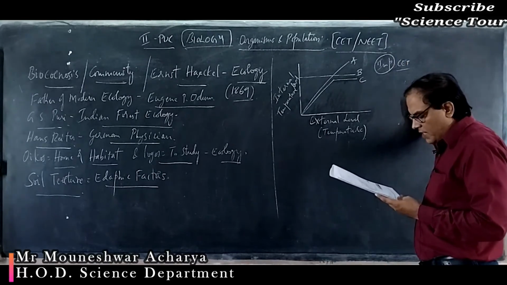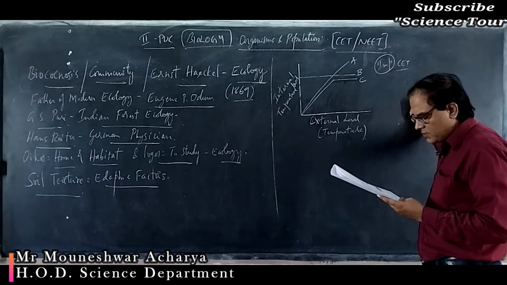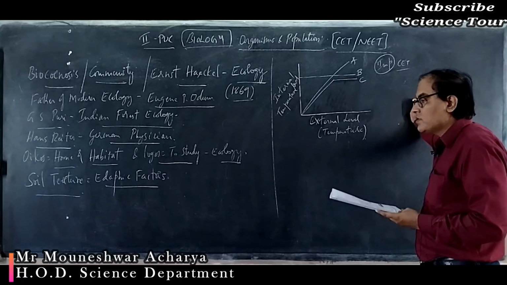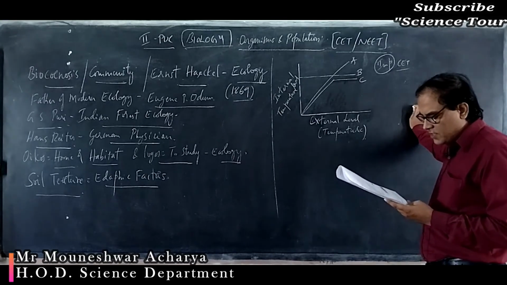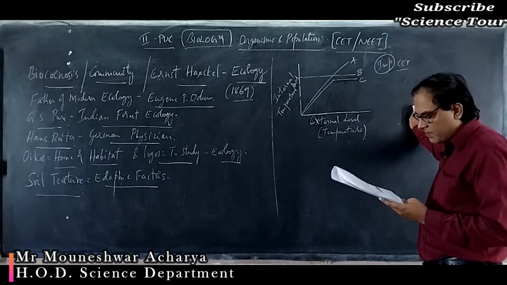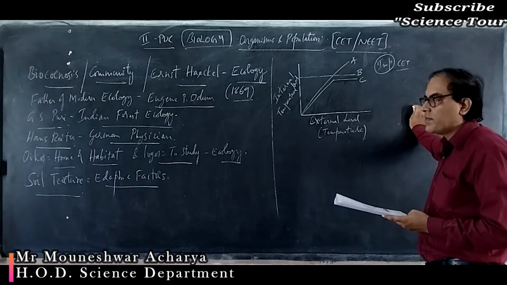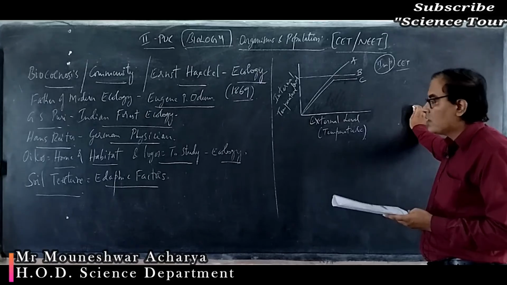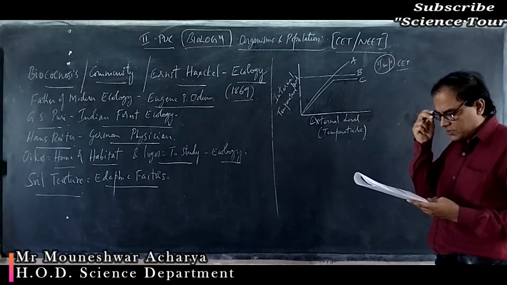Now what do you mean by A? A are the conformers. 99% of the animals and all plants, they are conformers. B means they are the regulators. All birds and the mammals, they are regulators. They can regulate their body temperature irrespective of the surrounding change in temperature. Their body temperature has to be normal. So they are called homeotherms.